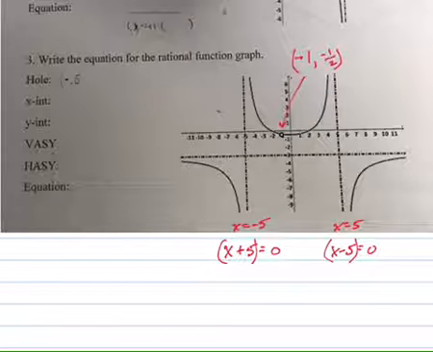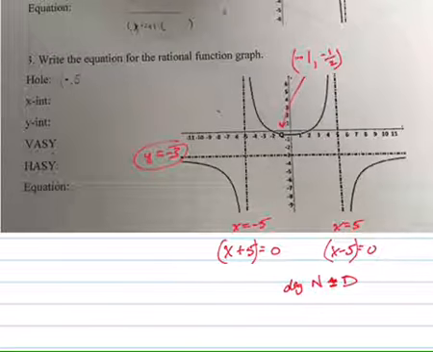The horizontal asymptote is y equals -3, and that tells me that since there's a horizontal asymptote, the degrees of the denominator and the numerator have to be equal to each other. Not only that, but the leading coefficients have to be in a ratio of -3 to 1, top to bottom.